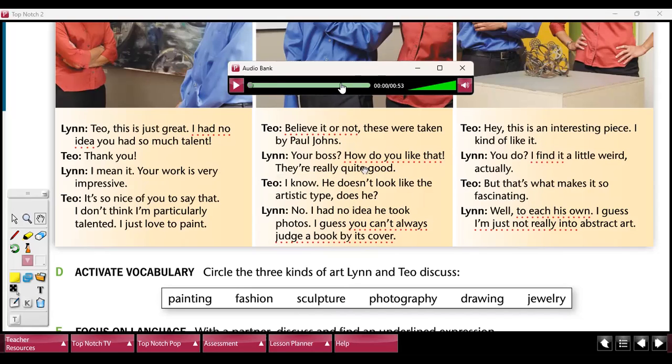Yep. Now let's go with this. So this is about the conversation that we are going to practice tomorrow. So let me go with this.